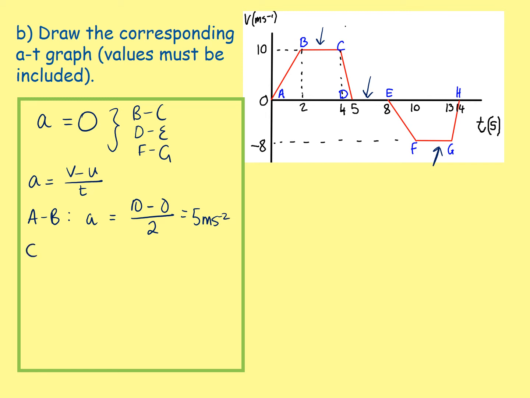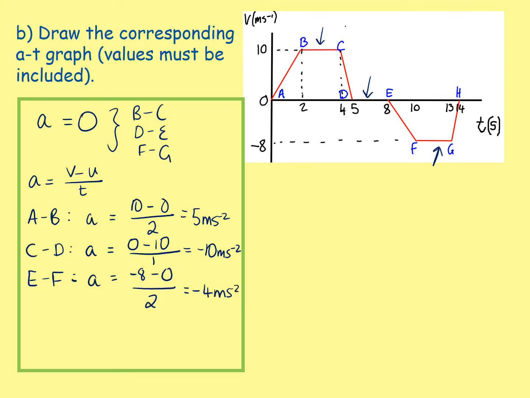So from C to D, again, we have A equals V take U over T. So that's 0 take 10 this time, because it's a deceleration. And that's divided by 1 this time. It only took 1 second. Therefore, we have minus 10 meters per second squared. From D to E, again, we know is 0, so let's look at E to F. We've got acceleration, our final speed is minus 8, then we take away 0, because that's what we started with, and we divide that by 2, it took 2 seconds. And we get -4 meters per second squared.